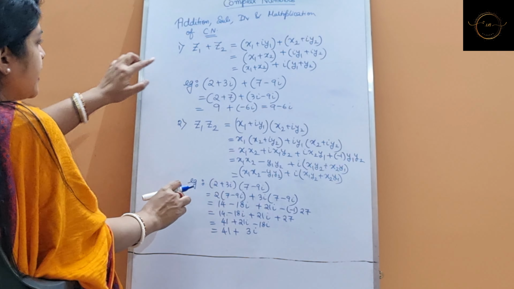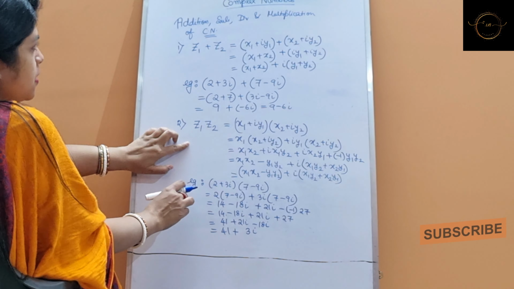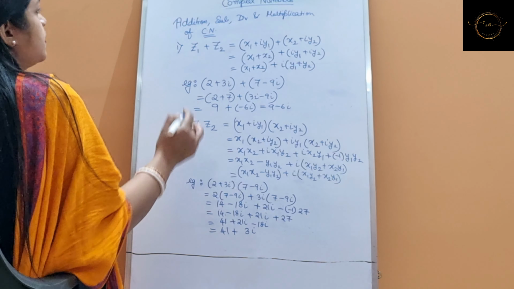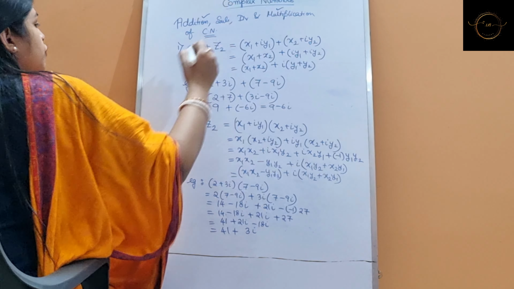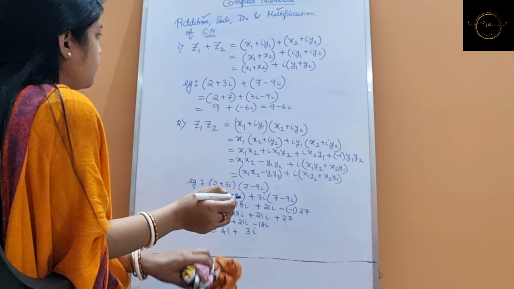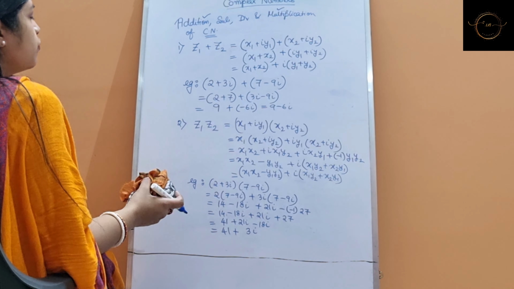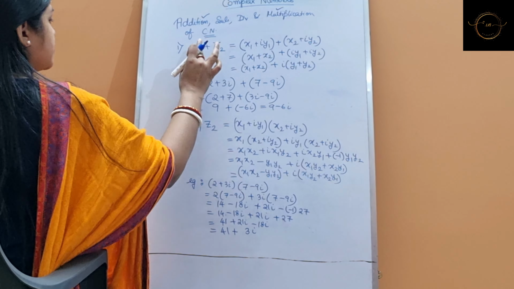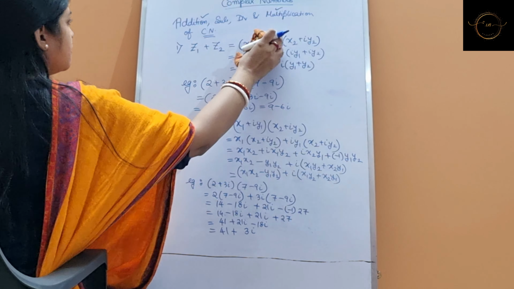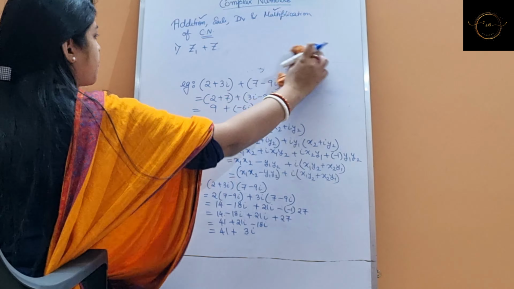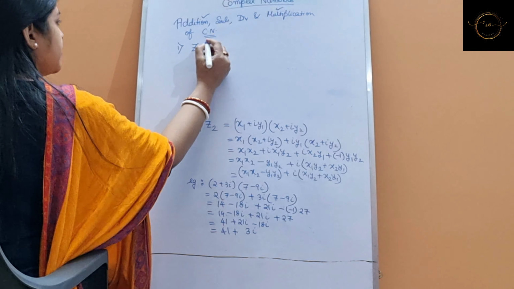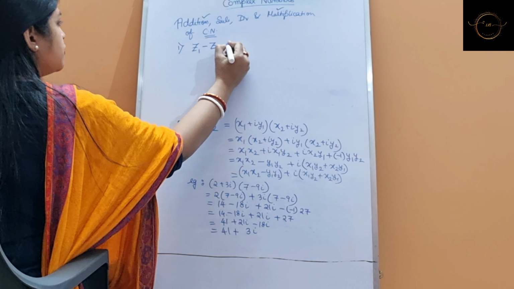So in this way we can add, we can subtract. We have shown the addition and the multiplication. Now we will move to subtraction. How will we subtract two complex numbers? This is the third part. Subtraction means z1 minus z2.